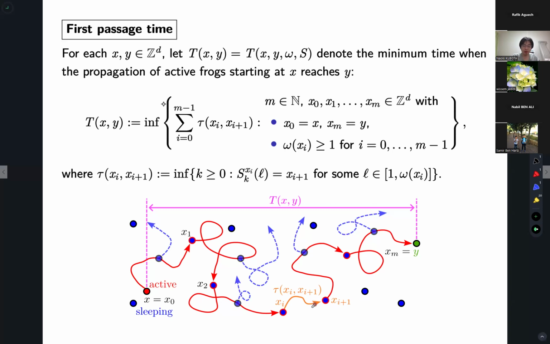Okay, tau xi plus 1 is the time for one active frog to achieve the first passage time. So this is the minimum time when the propagation of active frog starting at site X reaches Y. And if we can analyze the behavior of this first passage time, we can observe the behavior of the propagation of active frog.